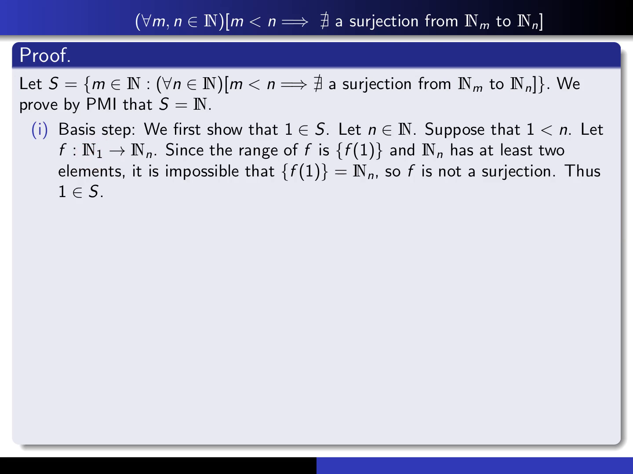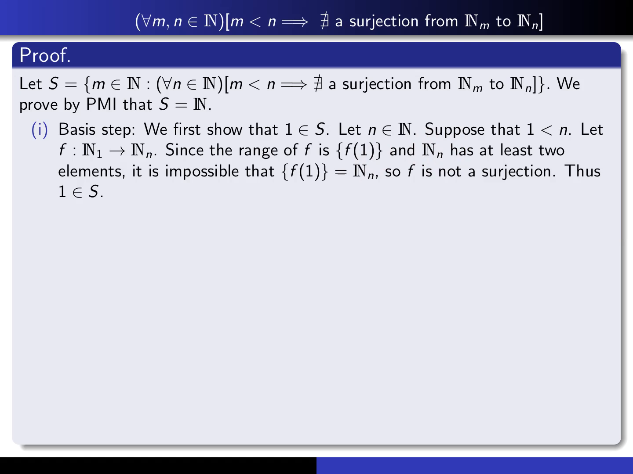Well, N sub 1 just consists of a single element 1, and so the range of this function is just simply the singleton set {f(1)}. It can only have one element in it, and since n is at least 2, N sub n has more than one element in it, and so it's impossible for this range to agree with N sub n, and that's another way of saying that f is not surjective. So that completes the proof that 1 is an element of S.